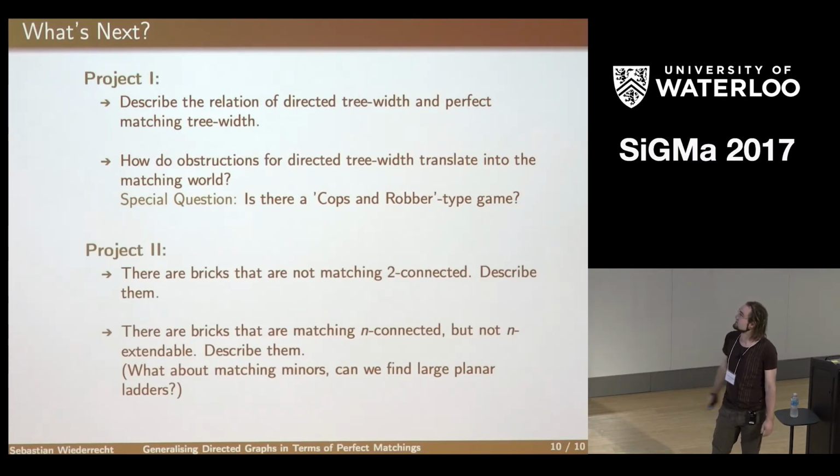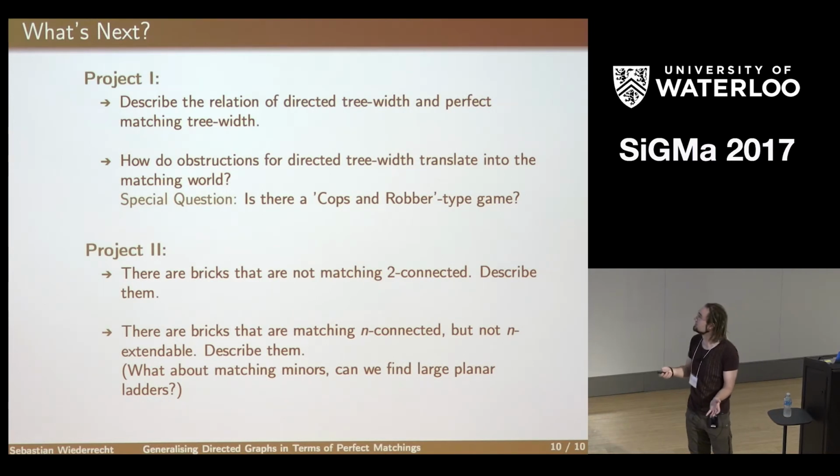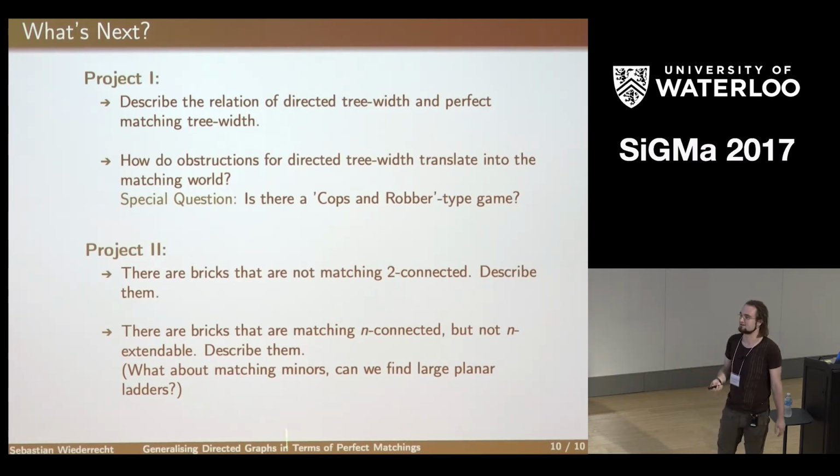And the second project will be more on the canonical side, so we want to look further into bricks, because for braces everything is pretty much easy. Bipartite graphs are in fact directed graphs. And we also want to look further into the N extendability, because there are some gaps that we haven't closed yet. And these we hope to close via matching minors. So thank you, and I'm ready for questions.